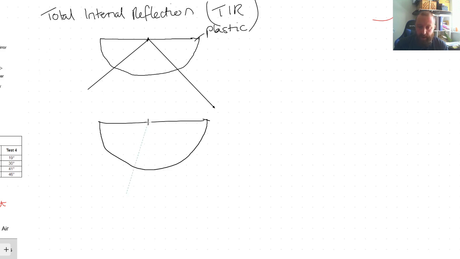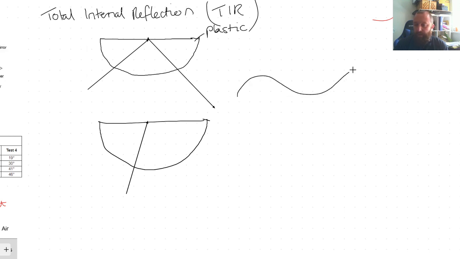Okay, if we were to shine in a light at a smaller angle, what you would actually end up having is refraction in this case. But actually, as you change this angle outwards, we end up with reflection. And this is exactly what happens when we start looking at fibre optic cables.